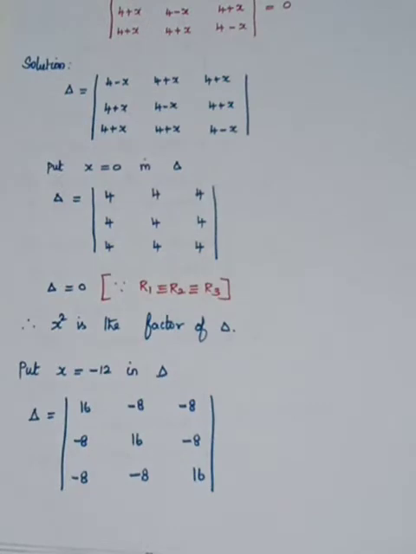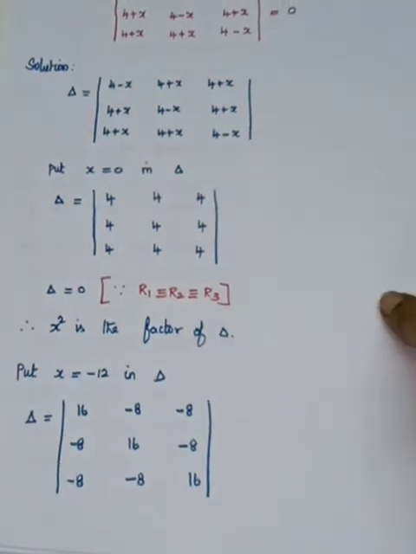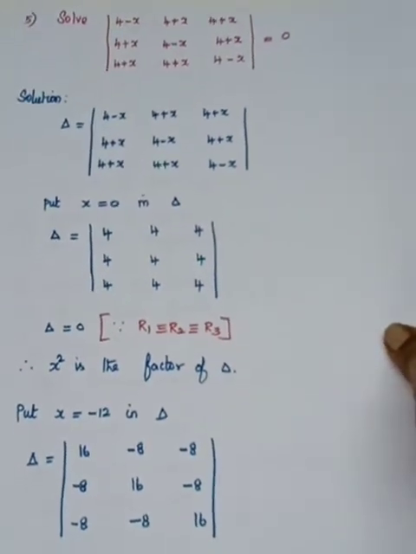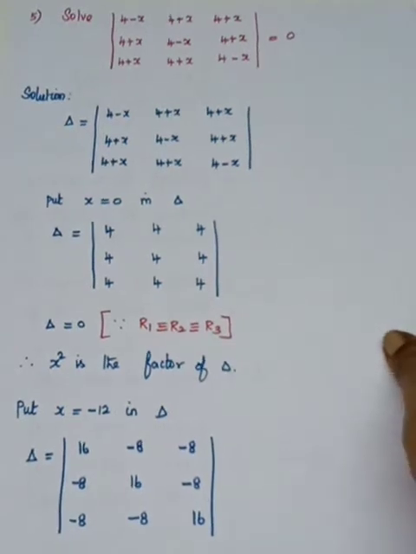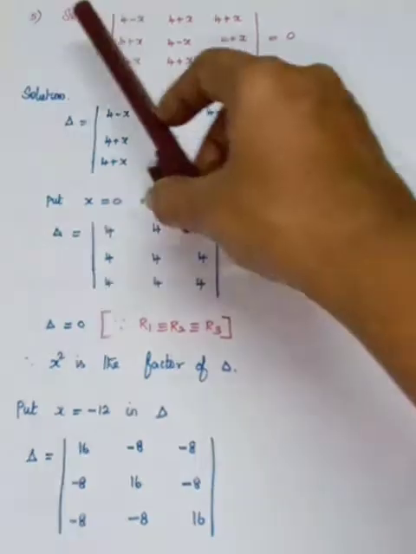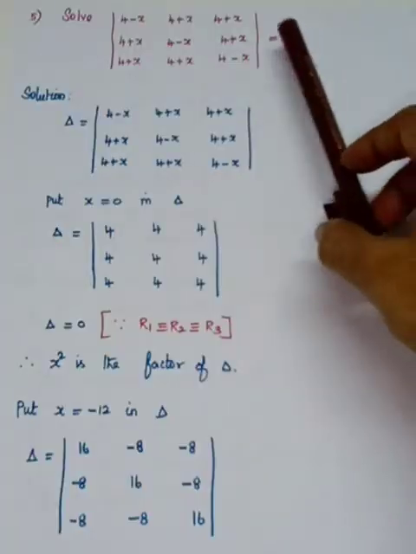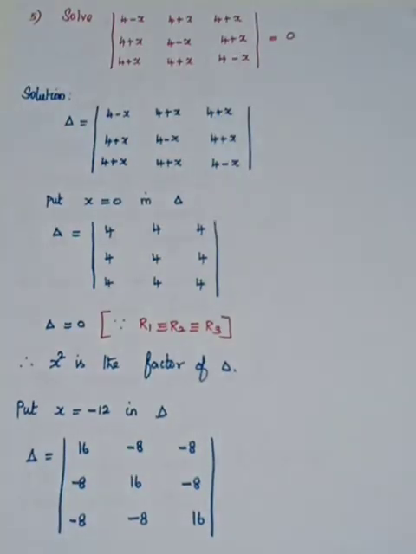Okay, solve the determinant with rows 4 minus x, 4 plus x, 4 plus x; 4 plus x, 4 minus x, 4 plus x; 4 plus x, 4 plus x, 4 minus x, is equal to 0. The same way solve, that is the determinant value is equal to 0. You have to find the value of x.